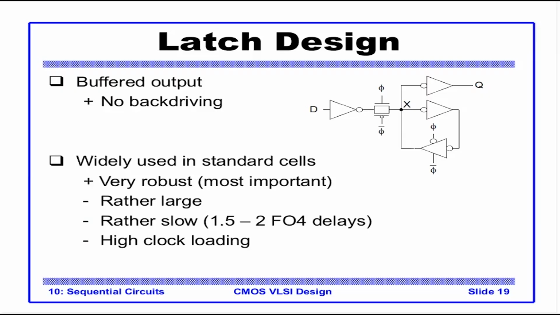This is very robust. Obviously, since we added about 4 inverters to the basic transmission gate design, it is pretty large. It is slow. FO4 here means fan out of 4. It has high clock loading. Note here that the clock goes to 4 ports, 4 pins. So the loading is about 4 here, plus we need an inverted clock. But considering all the disadvantages, this circuit is very robust. This is the most important thing in such a design.